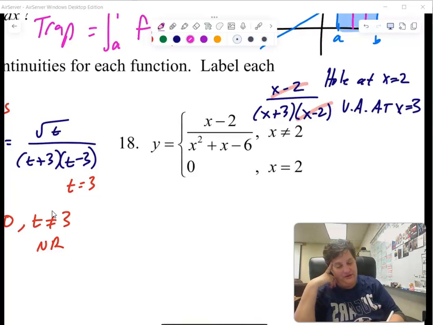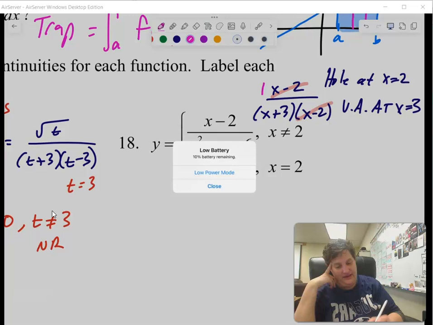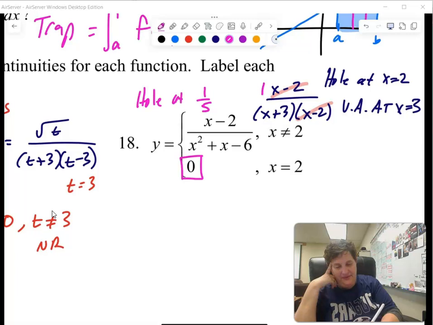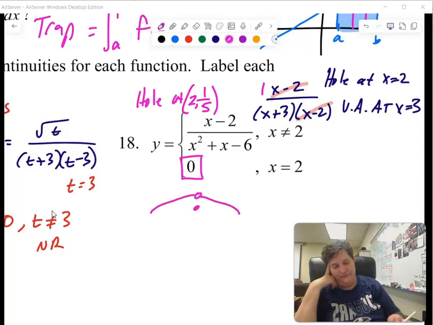Well, when I plug in 2 to this, once I reduce it, I get 1 over 5. Now this is plugging in the hole at 0. So there's a hole that exists at the point 2 comma 1 over 5. So it comes up here to 1/5. There's a hole, and then there's a point down there. Okay, so it is not filled in.